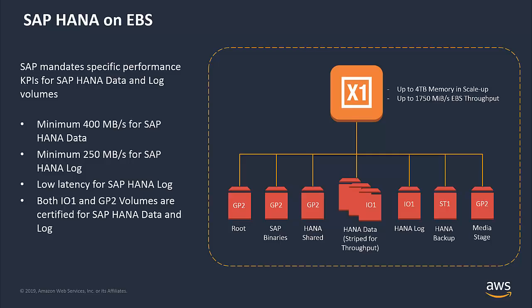SAP HANA services have different I/O needs and can take advantage of the different types of EBS volumes. For example, the SAP HANA log requires consistent low latency storage, so it makes sense to use IO1 volumes here. HANA backups, on the other hand, write data in large sequential chunks, making it an ideal workload for ST1 volumes. By mixing and matching the right EBS volumes for the right service workloads, customers can optimize their SAP HANA deployments for both cost and performance.